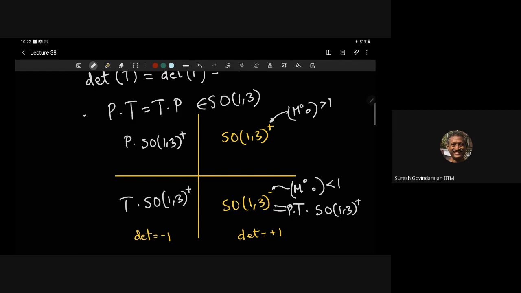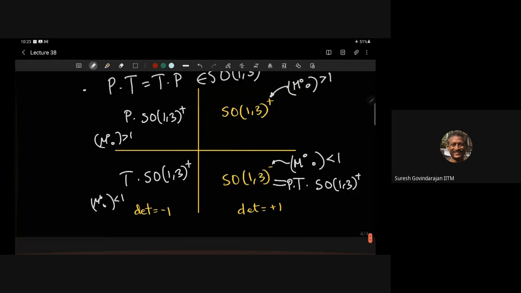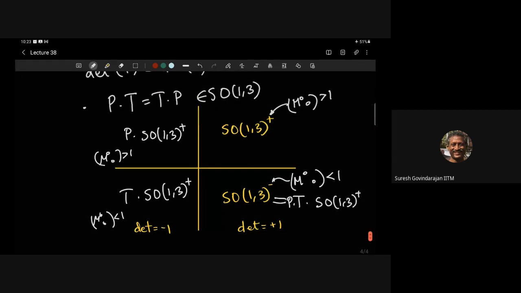Is this clear? So these are the discrete guys. Thank you for this correction because I was just checking. And PT should have determinant plus one. So below this, M00 greater than 1; here M00 is less than 1. So these are the four kinds of matrices. Is this picture clear now? It's just four quadrants.